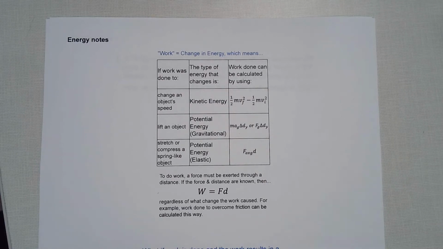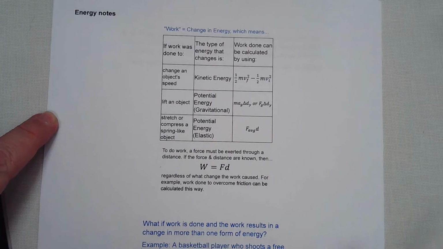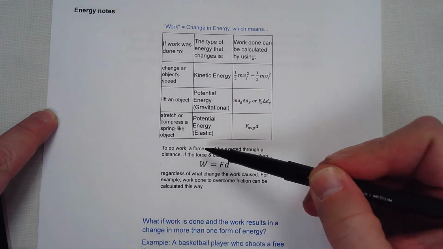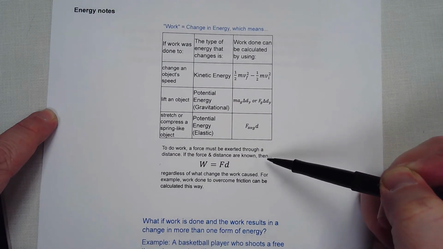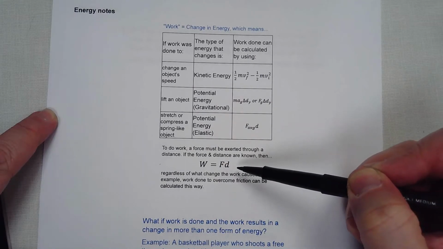This lesson's about the word work. It is a simple sounding word, but in the context of physics, we have to be very thoughtful about what work can mean. Let's start with the bottom of this slide. In order for work to be done, a force has to be exerted through a distance. Now that force has to be parallel to the distance.